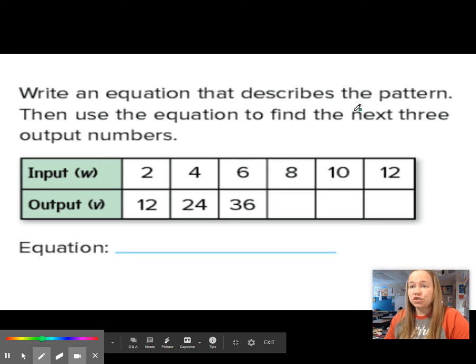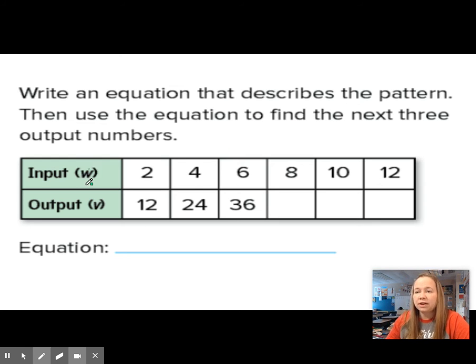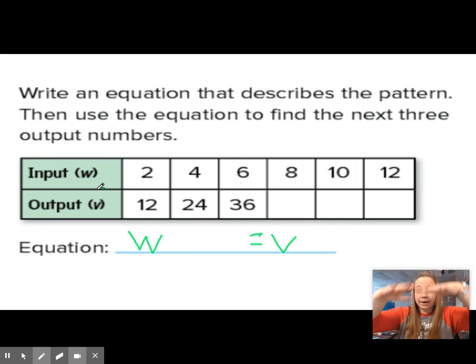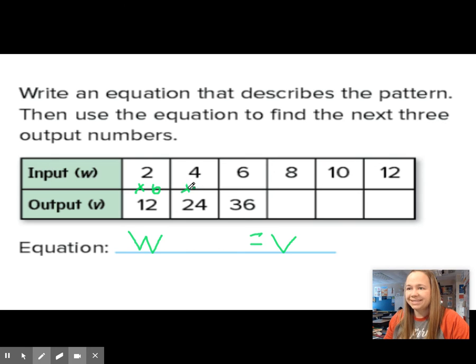Write an equation that describes the pattern. Then use the equation to find the next 3 output numbers. Okay, so our letters here are W and V. So I'm going to write W times 6 equals V because remember, we put in the W, out comes the V, right? So 2 times, oh, this one's times 6. 4 times 6, 6 times 6. Okay, great.